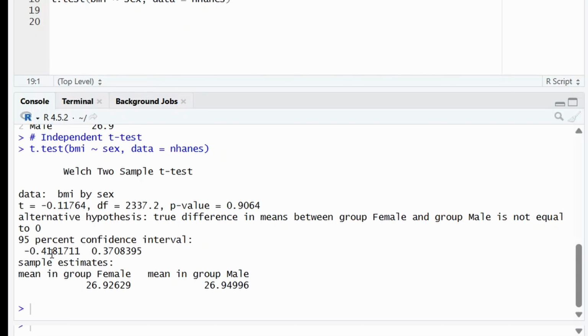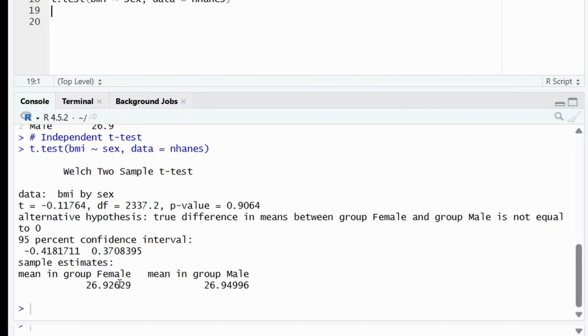Next, we look at the 95% confidence interval, minus 0.418 to 0.371. This interval represents the range of plausible values for the true difference in means. Importantly, the interval includes 0. That reinforces the conclusion that there is no meaningful difference. It also tells us something practical. Even at the extremes, the true difference is likely less than half a BMI unit in either direction, which is very small from a clinical perspective.